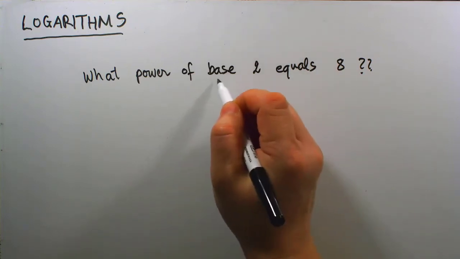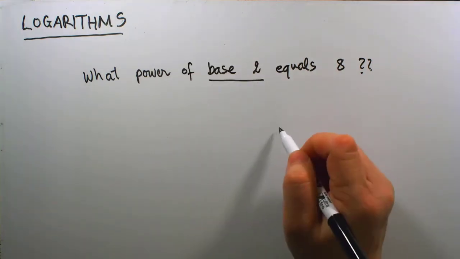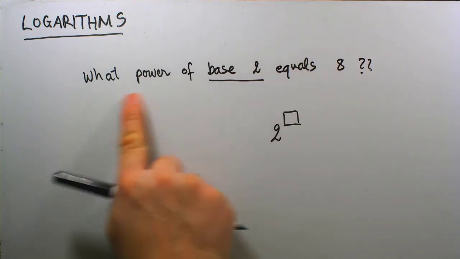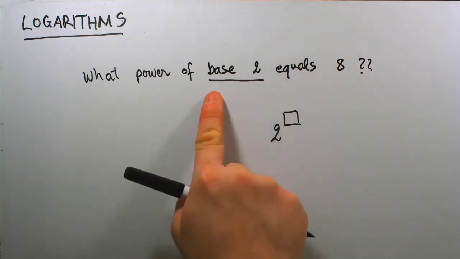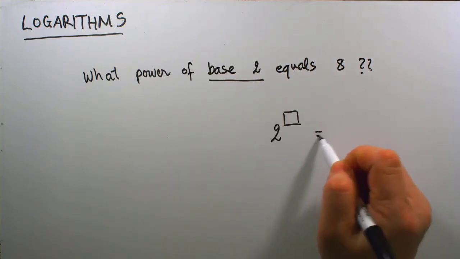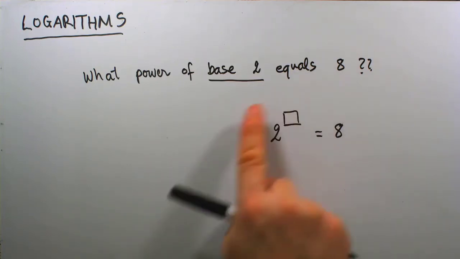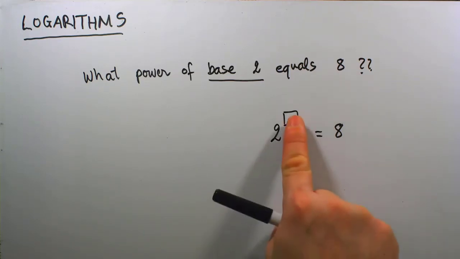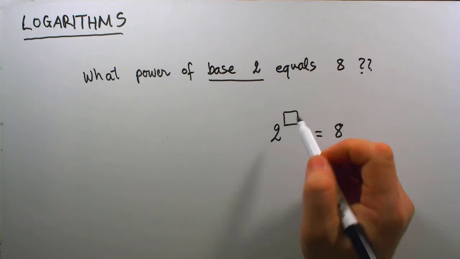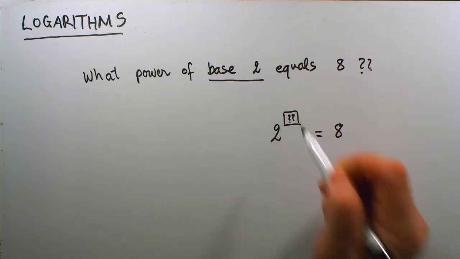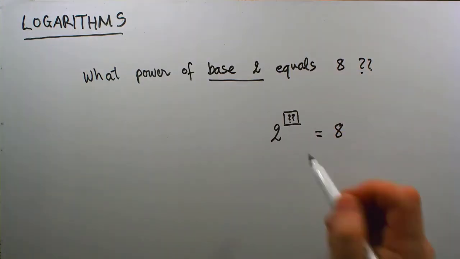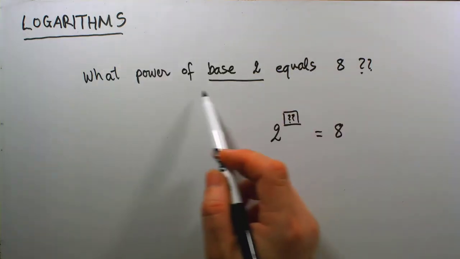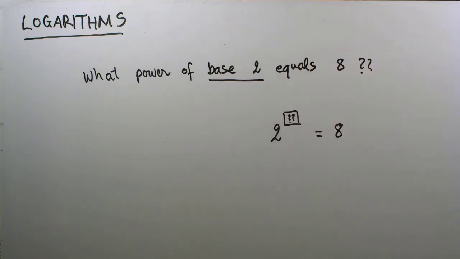It says right here in the question, base 2. So that means 2 being raised to some unknown power. That's why the question is asking what power of base 2 equals 8. We're not looking for what equals 8. We're looking for what power of 2 equals 8. The part where I put the question mark is what we're looking for. And again, that's the famous question: what power of base 2 equals 8?